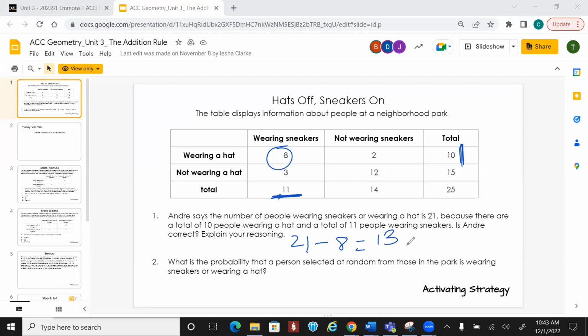So what's the probability that a person selected at random from those in the park is wearing sneakers or wearing a hat? You told me it's going to be 13 out of how many total people? 25. So 13 divided by 25 is going to give me 52%. Look at that, glorious.